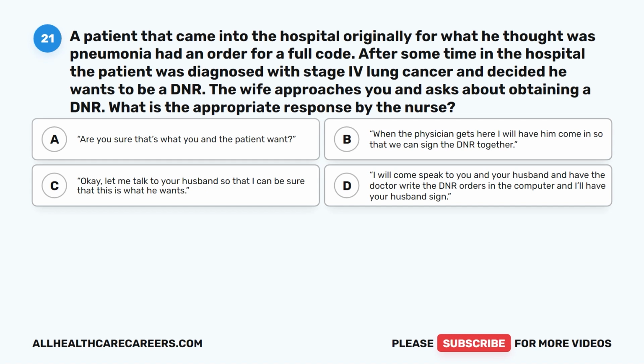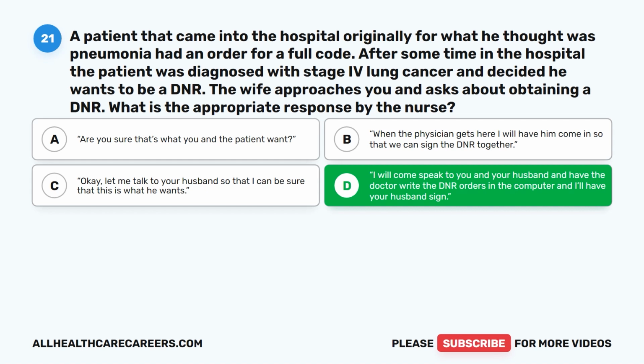A. Are you sure that's what you and the patient want? B. When the physician gets here, I will have him come in so that we can sign the DNR together. C. Okay, let me talk to your husband so that I can be sure that this is what he wants. D. I will come speak to you and your husband and have the doctor write the DNR orders in the computer, and I'll have your husband sign.